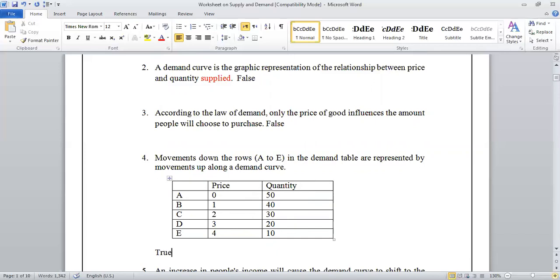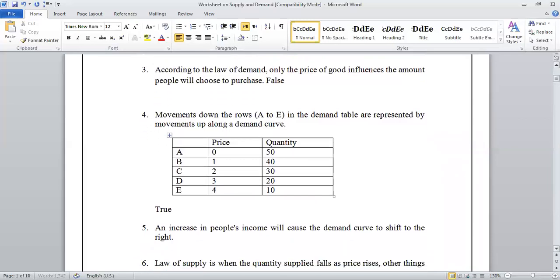Okay. Next, number five, an increase in people's income will cause the demand curve to shift to the right. Now here, this question is a bit incomplete actually, because it's not telling me whether my good is a normal good or an inferior good. So I can add here to make it make more sense that you have a normal good. If your income increases, this means that if you have a normal good, your demand curve will shift to the right. This is a true statement.